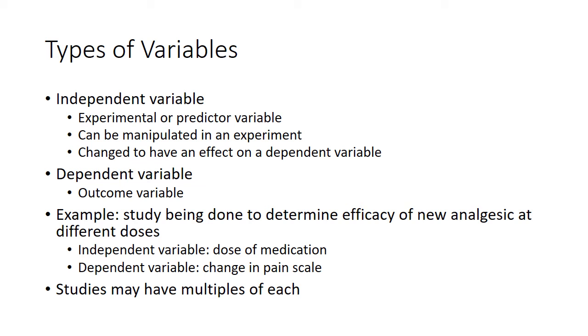So for instance, if we did 10 milligrams of the drug, you would end up seeing, say, a pain score of 7. You increase the dose, say the pain score went down to 4. So that would be an example of both independent and dependent variables. And again, you can find that studies may have multiples of each. They might have multiple independent variables and they may have multiple dependent variables. It just depends on the type of study and what the investigators are looking at.